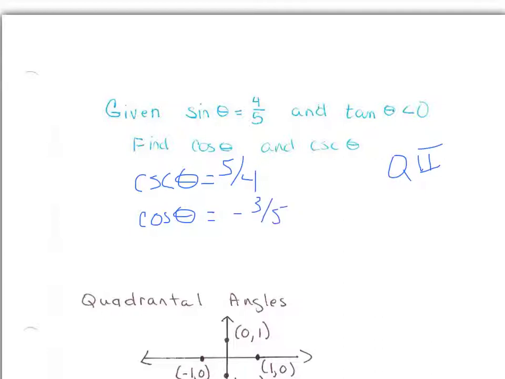How do you know that, though? You know that the tangent is only going to be positive in quadrant 1 or 3, and negative in quadrant 2 or 4. So quadrant 2. But then in your given, the sine is not negative, so you know it's not the 4th quadrant. Yeah, but how'd you get 3/5?